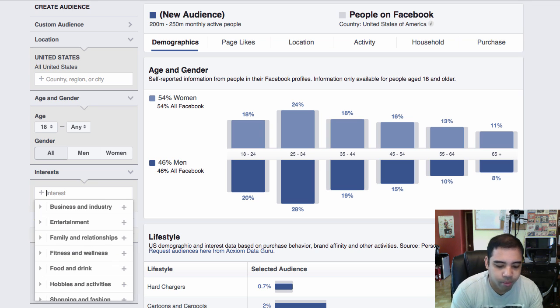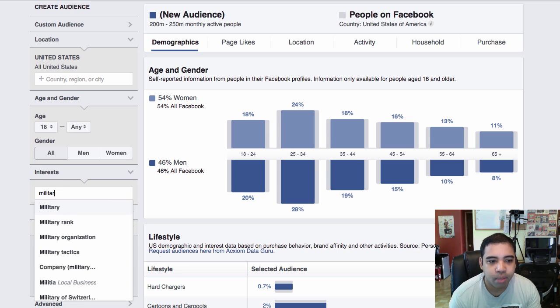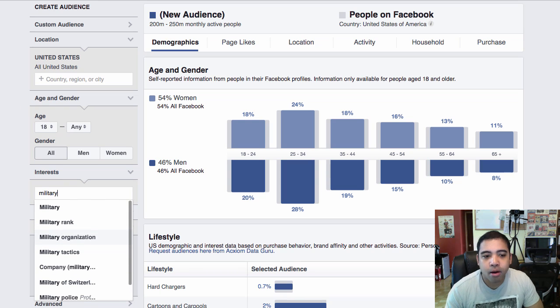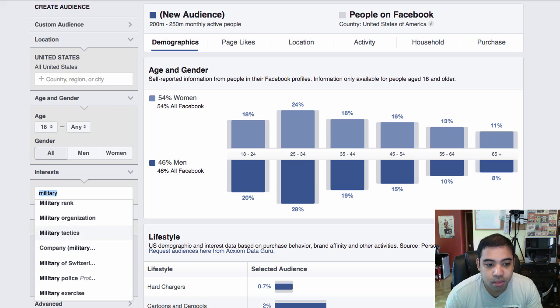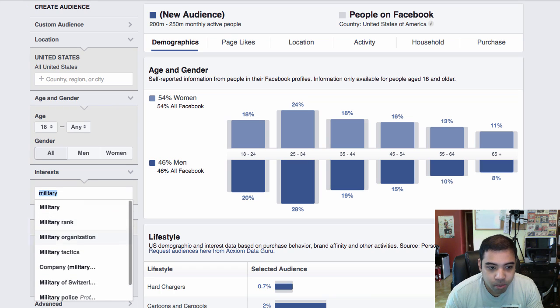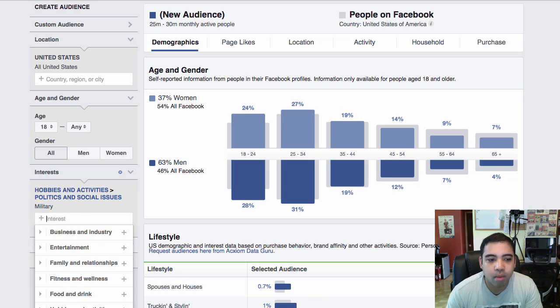Let's go ahead and type in military. Let's say you want to sell military products like a t-shirt design or anything related to the military and people who are in the military. As you can see, when you type in your interest here, it'll pull up some suggestions of the types of broad interests that are available. Let's just click on military.